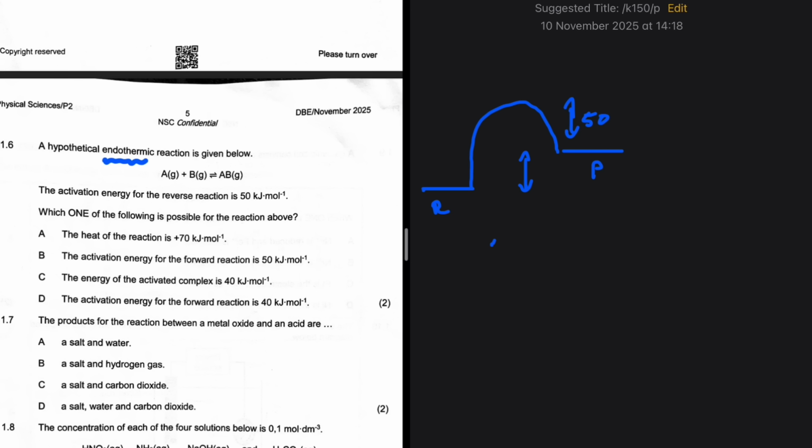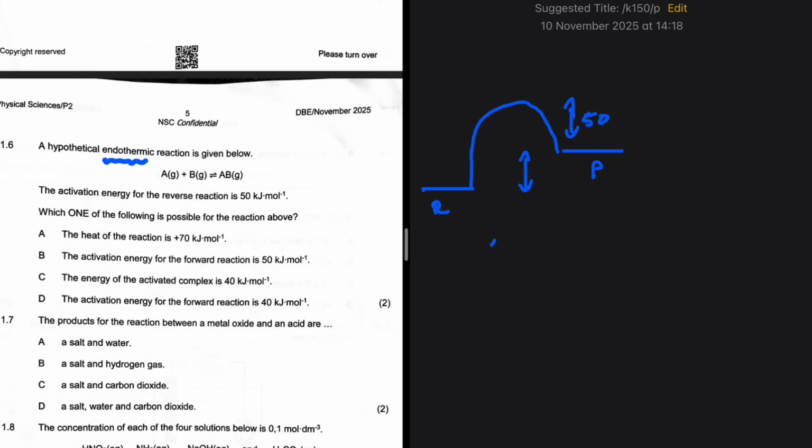So A says the heat of the reaction is plus 70 kilojoules per mole. Makes sense? Makes sense. It can be true. It is very much possible because we know that it is supposed to be positive, because the heat of reaction is energy of products minus energy of reactants, and we know that this is an endothermic reaction. So A is very much possible.